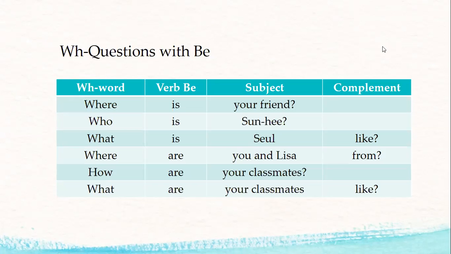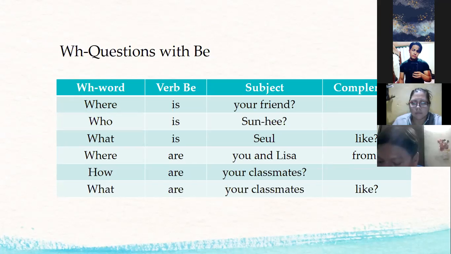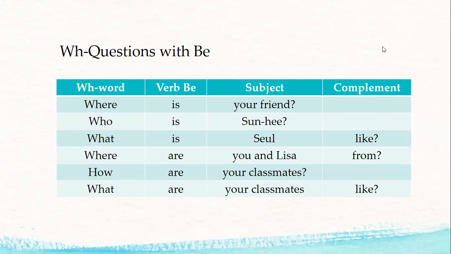You can see house. We're using possessive adjectives. Okay, and who is he? Or what if I ask, who is Esmeralda? She is my classmate. Okay, perfect.